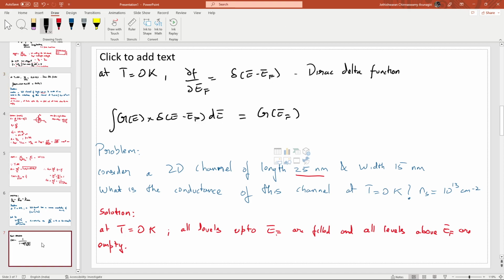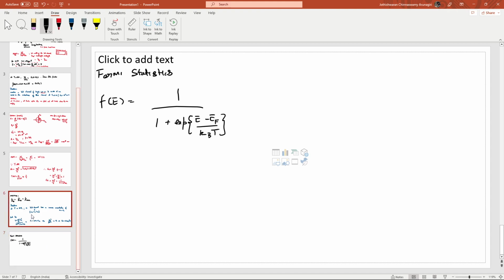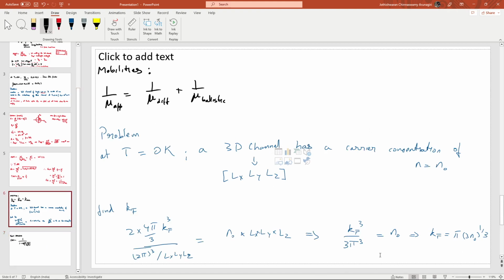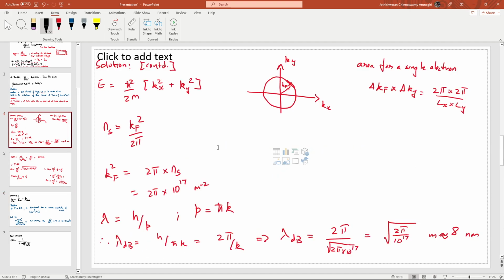Okay, so this derivation for connecting the Fermi wavelength, or rather the Fermi wave number, to the total charge carrier concentration is valid at all temperatures. So even when T is not equal to 0, don't be afraid to use either this formula or this formula for a 2D and a 3D channel respectively. Okay, and you can also do a similar derivation for a 1D channel as well, but I'm leaving that out.